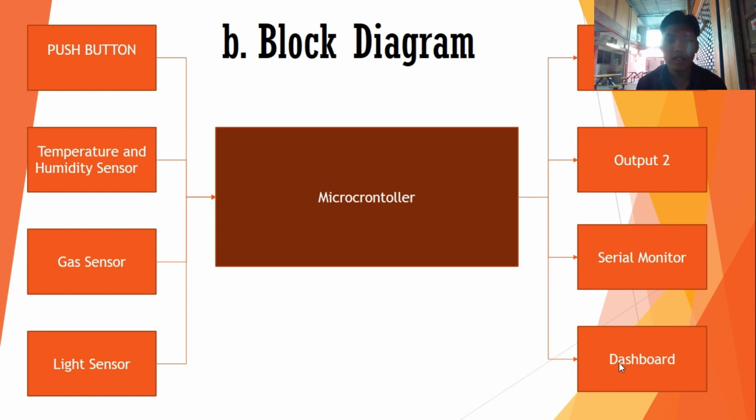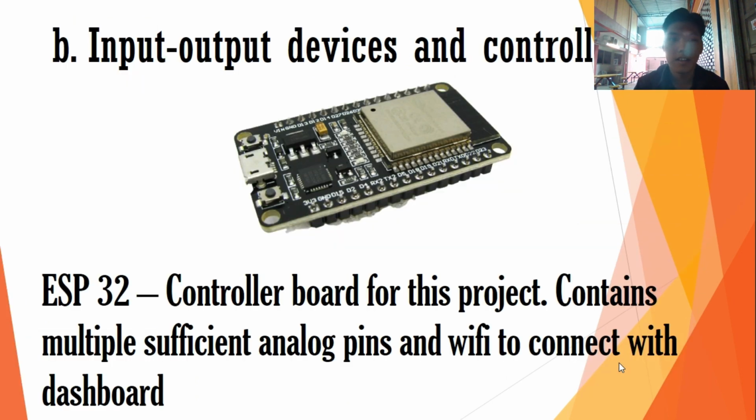Now, what you're seeing here is my block diagram. My microcontroller was the ESP32, but we will discuss that later. There are four inputs that I've used, which are a push button, a temperature and humidity sensor, a gas sensor, and a light sensor. For the outputs, there are output one, output two, the serial monitor, and the dashboard. Initially I wanted to use a buzzer and an LED for output one and output two, but in the end I just used LEDs for simplicity's sake.